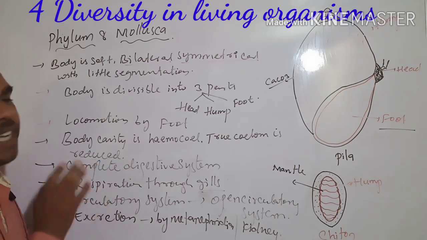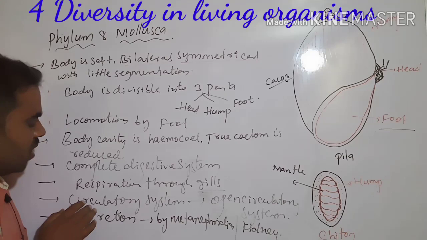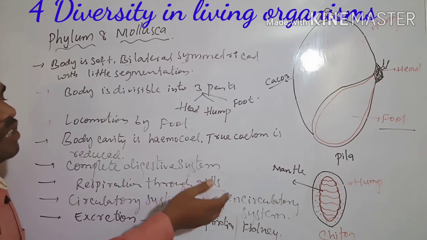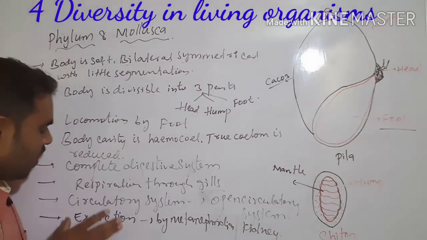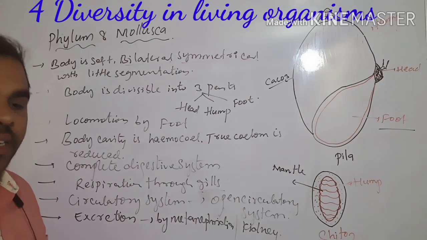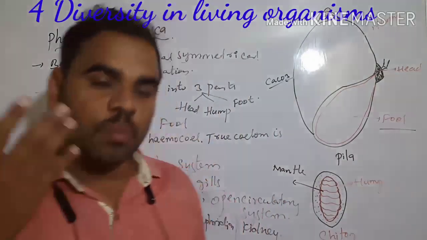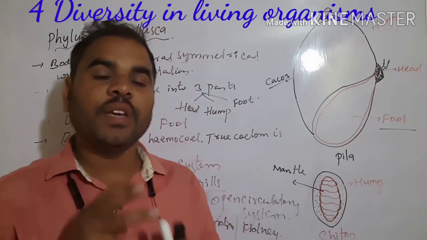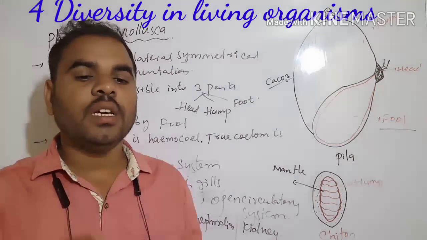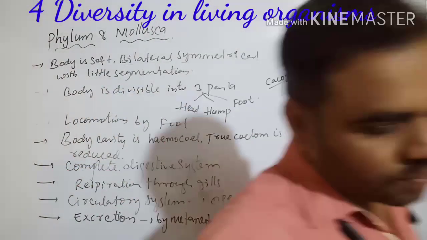Next, complete digestive system is there. Respiration through gills. Circulatory system is open circulatory system. Excretion by metanephridia or kidney. Sexes are separate. Mostly these organisms live in the water, some terrestrial, freshwater.